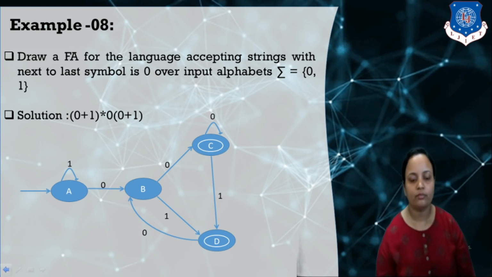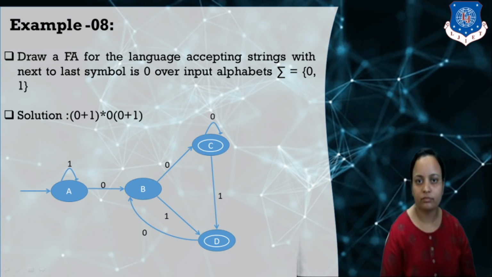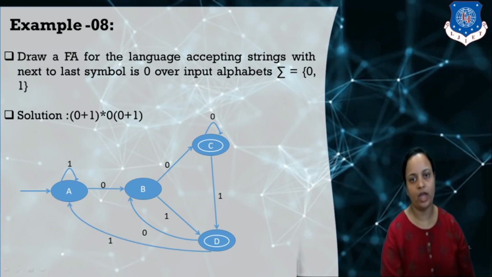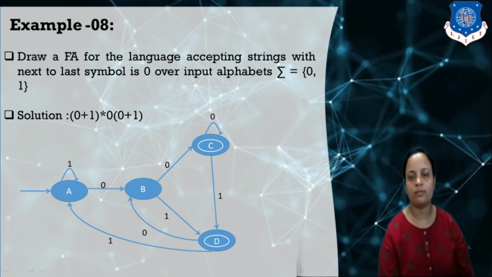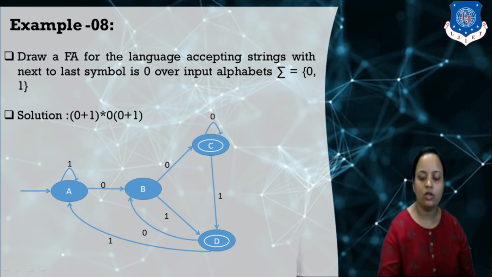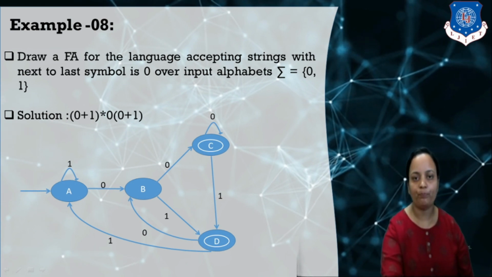Okay, now next, what is the remaining input? The remaining input is 1, so we have to move the transition for a 1 input to state A. So this is the DFA which accepts the language containing 0 as the next to last symbol. Okay, so I hope this FA is clear to you.